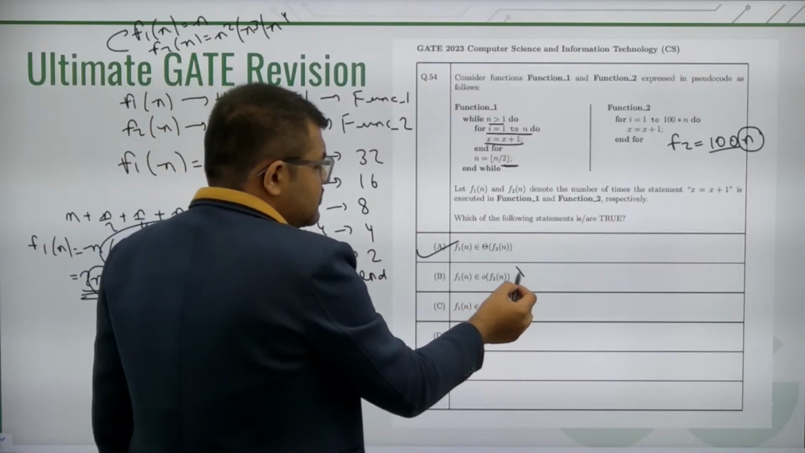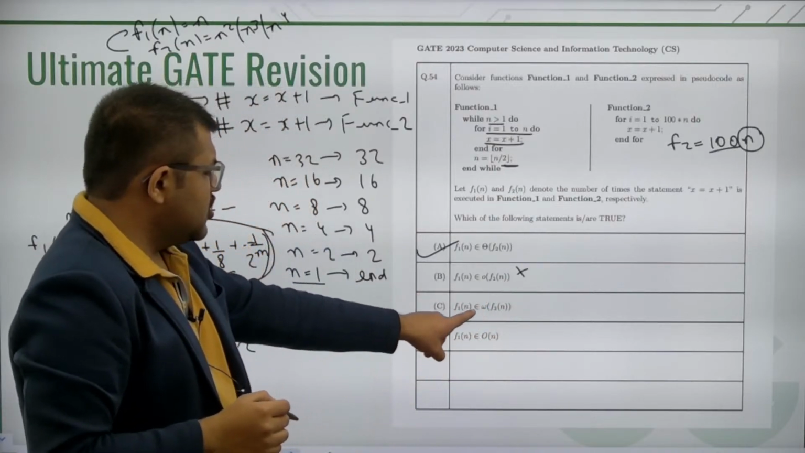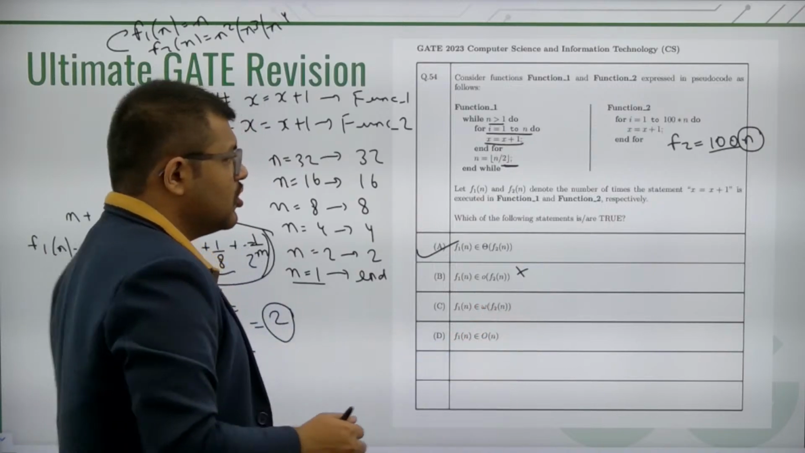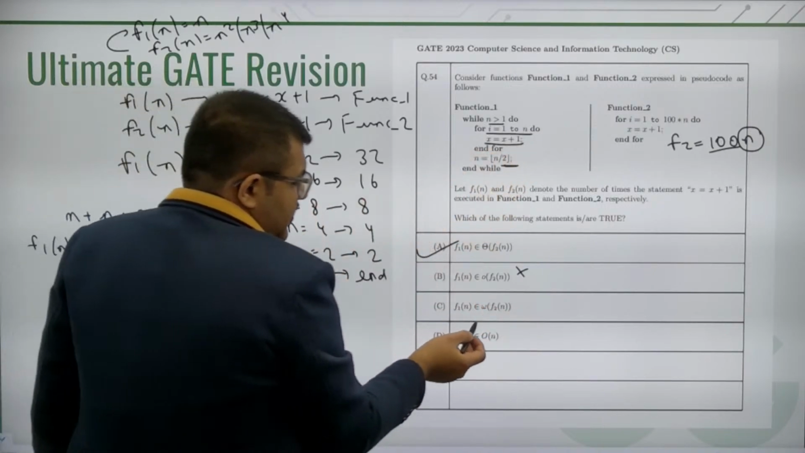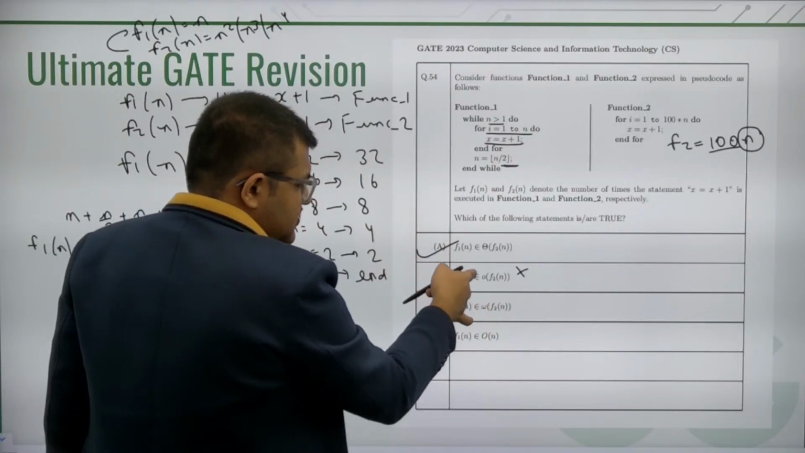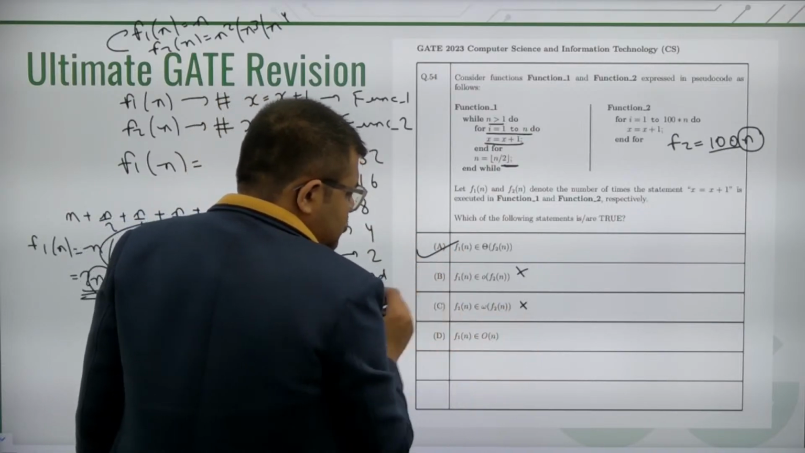f1 of n belongs to small omega of f2 of n. This is a lower bound. This is also not true. Both of them are equal. Here if it was big omega or here if it was big O, then it would have been correct. But since they are small o and small omega, this is not correct.